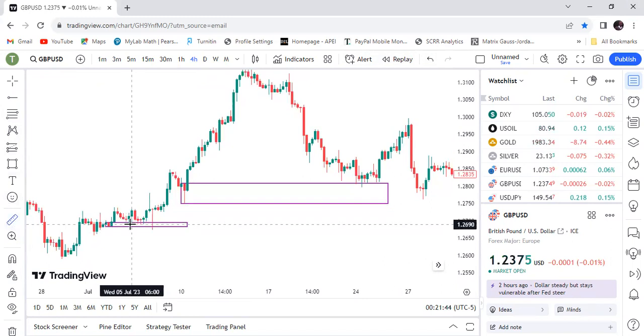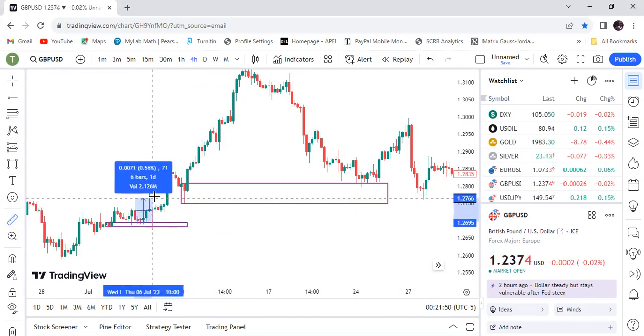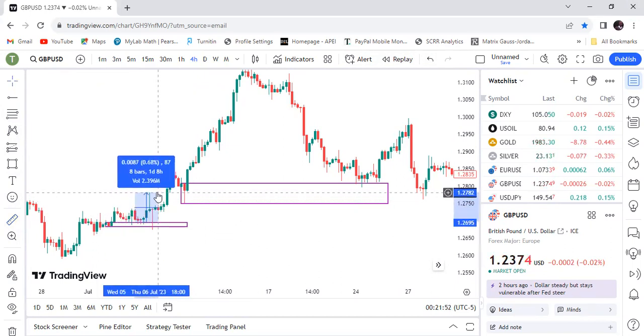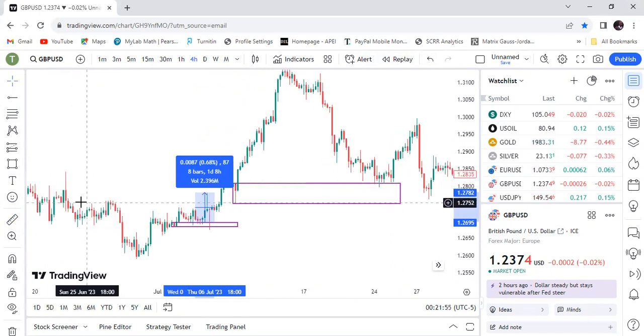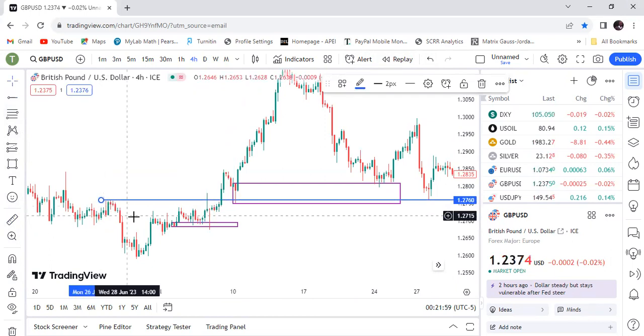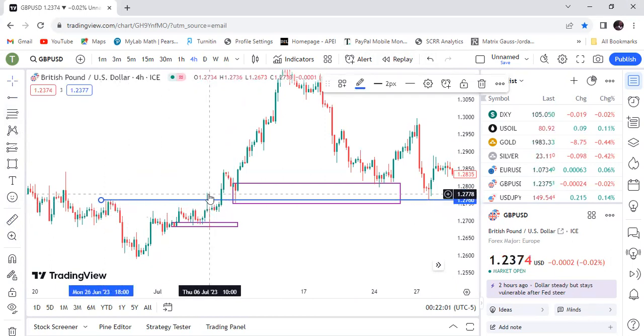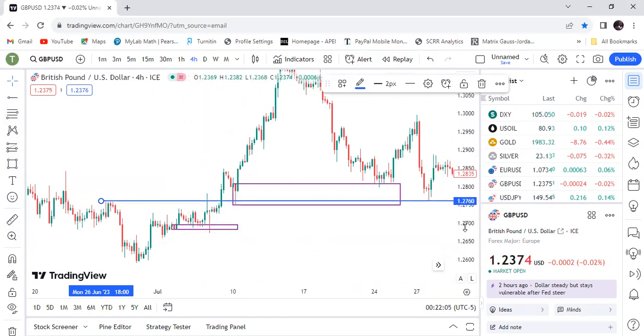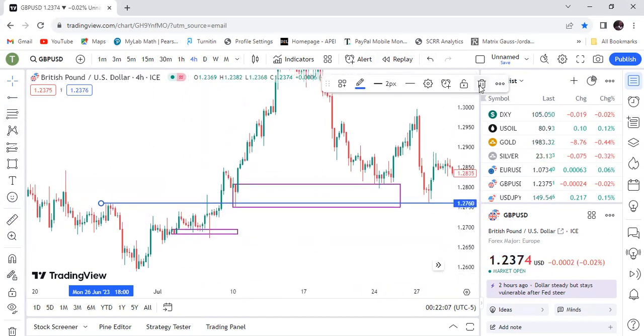So this was the first retest. The price went up and then came back to that region, and it went up 85 pips. So our target, you could look at the previous high, and that's where you want to have your first target.